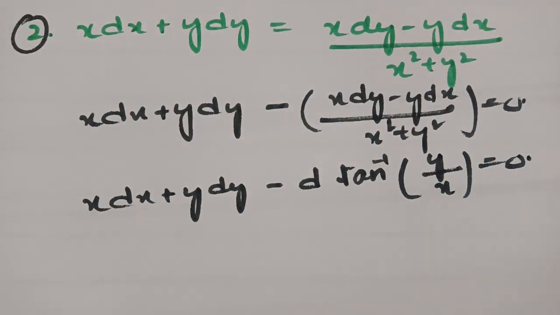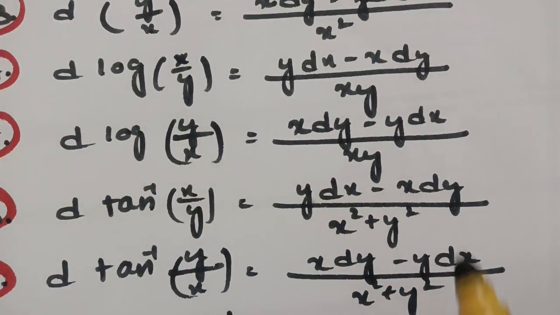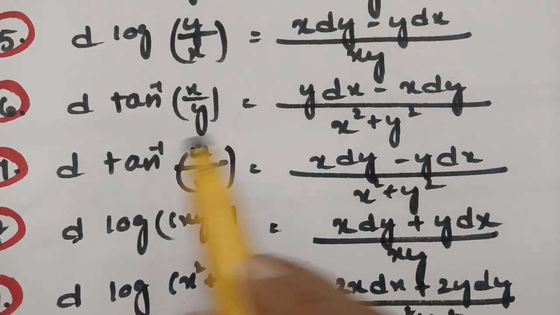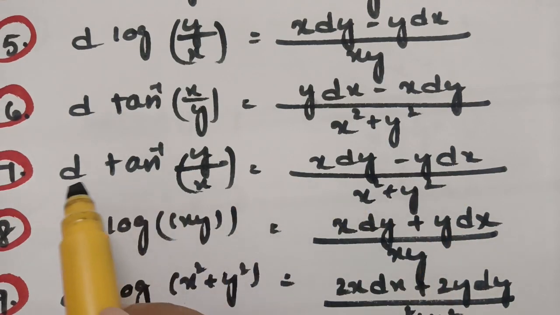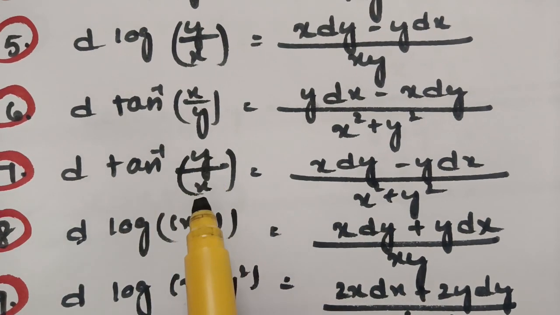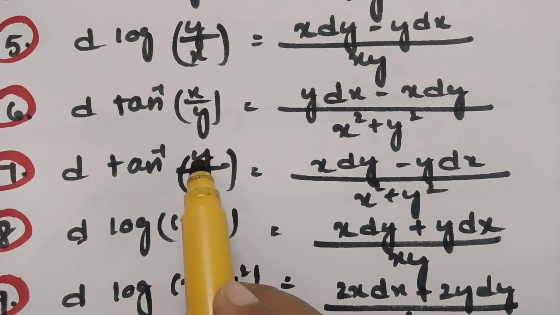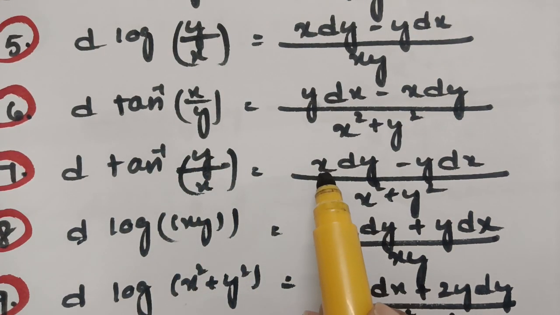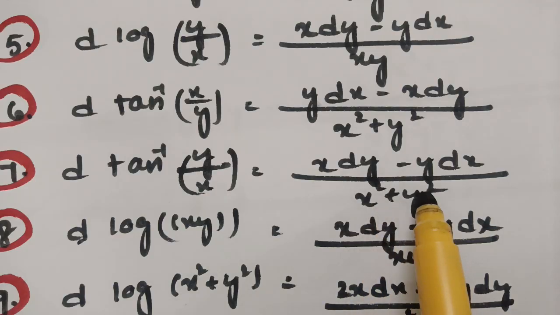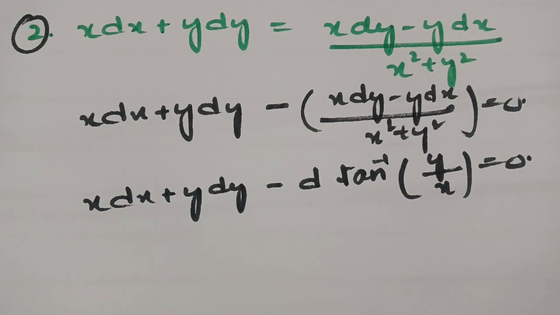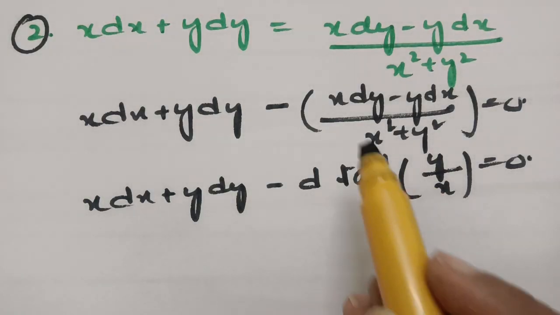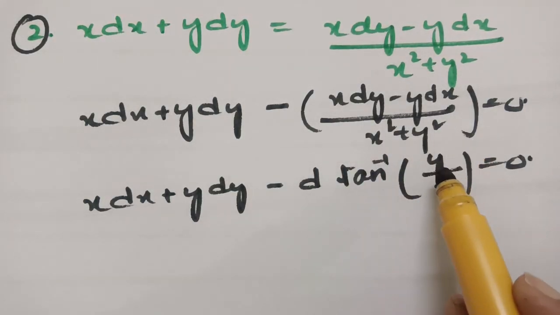I'll show you all the 10 formulas which I am going to use, see here. This x dy minus y dx by x square plus y square can be written as derivative of tan inverse of y by x. If it is y in the numerator, we have to start with x. Whenever there is x square plus y square in the denominator, I am going to use tan inverse. So this is the formula which I have applied. As there is x here, I have started with y.